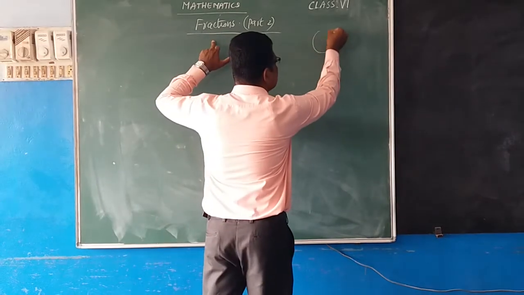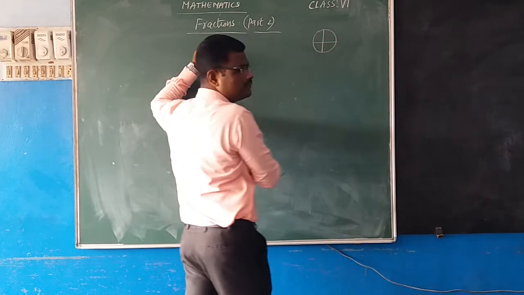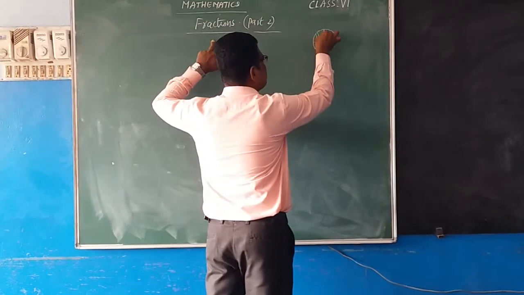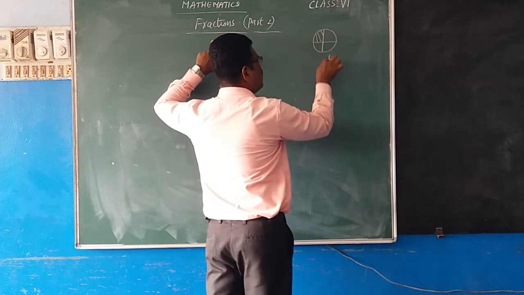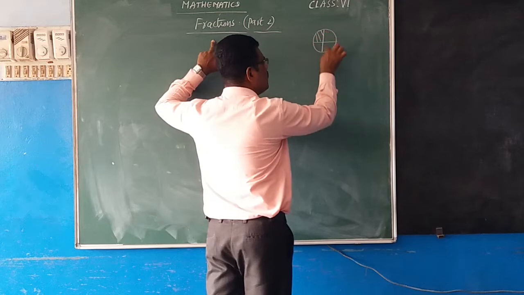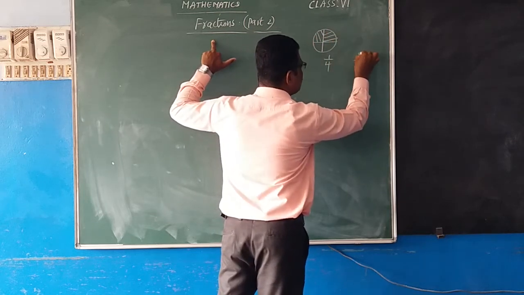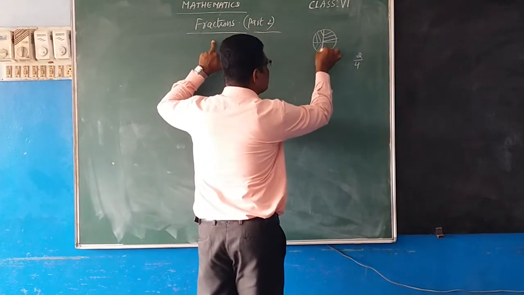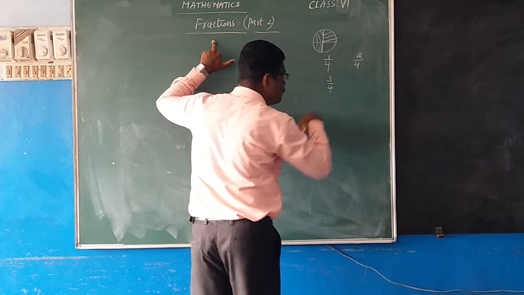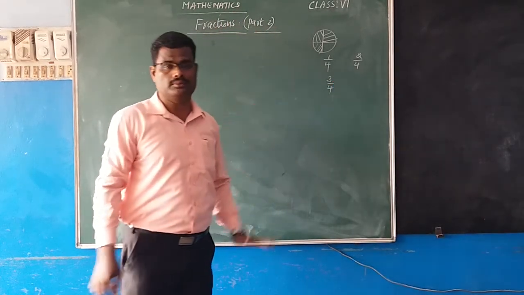Suppose it is a whole thing. Fraction means it's a part. If I shade this region, what does it indicate? 1 by 4. There are 4 parts. Out of 4, one part I have shaded. What does it indicate? I have shaded 2 parts out of 4. What does it indicate? I have shaded 3 parts out of 4. So, a fraction is a part of a whole.